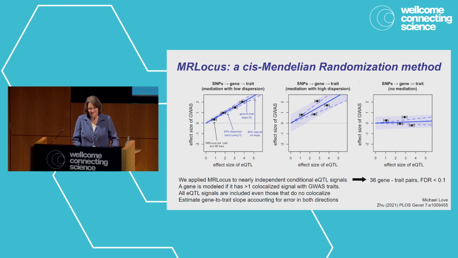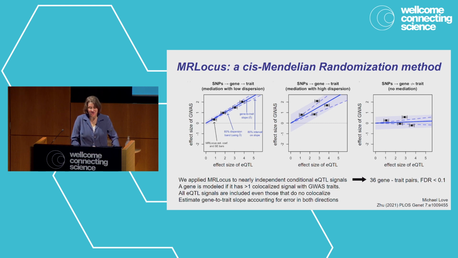So the method that we applied here is called MR Locus, developed by my faculty colleague at UNC, Mike Love. We applied this to the nearly independent conditional EQTL signals. We defined that based on R squared. We're now evaluating whether we also have to be incorporating D prime into defining things as nearly independent, because we want separate information to know how strong the support is for the evidence of association.